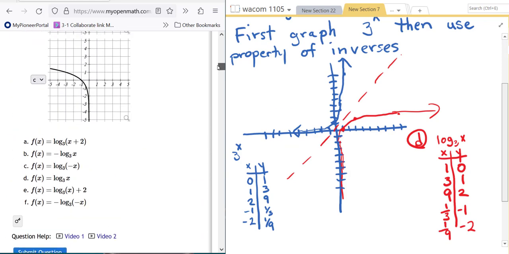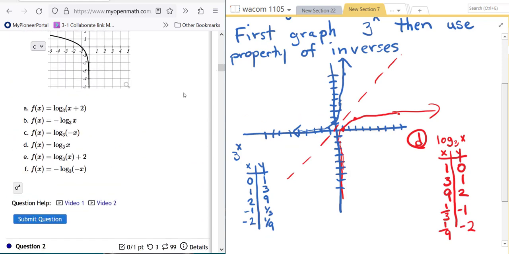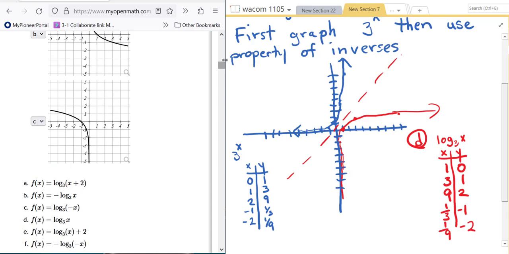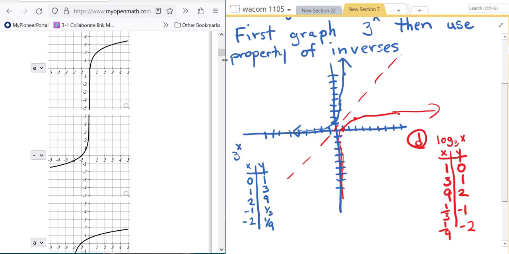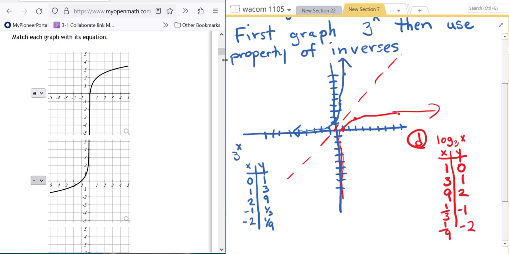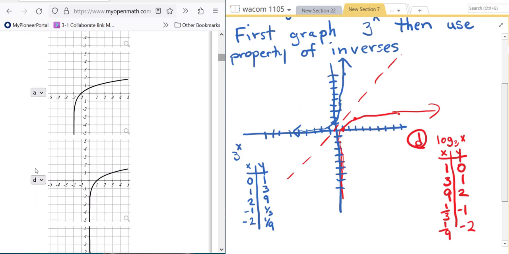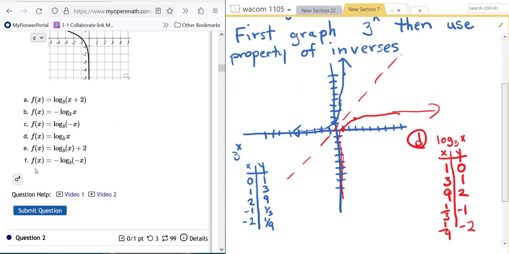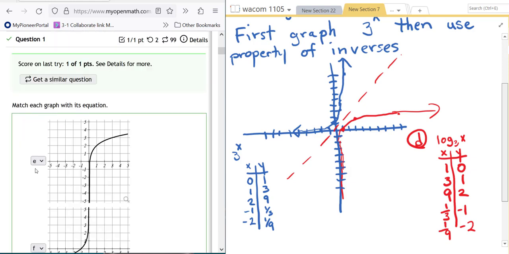F is all that's left, and it had a negative in front of both. So it flips across and it flips up and down. You have a negative out here and a negative inside, so it is flipping upside down and over. And there was only one left. It's going to be the second one. And we'll check those. Okay.